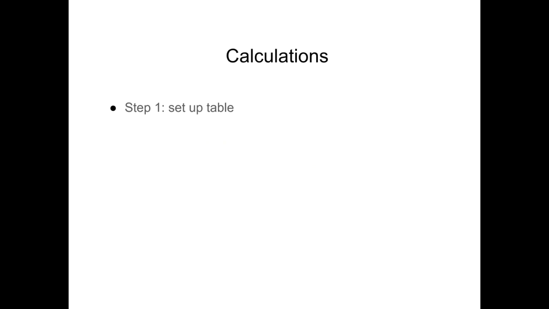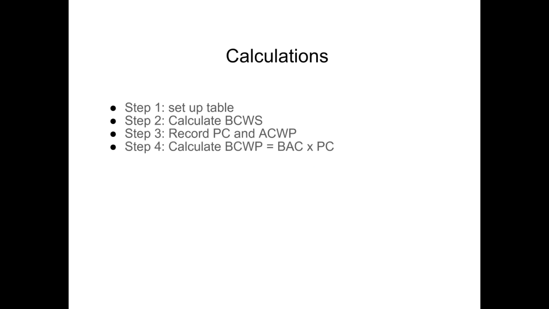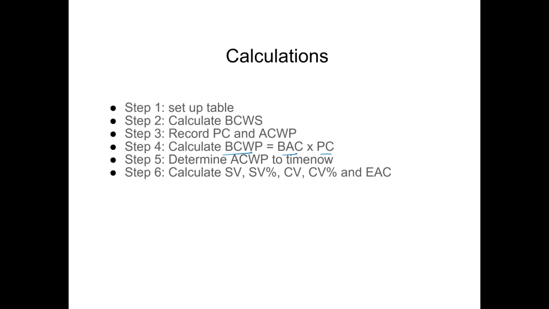So in the earned value analysis, we go through this process. Firstly, we set up a table, then we calculate the budgeted cost of work scheduled, and we record the percentage complete and actual cost of work performed. And we calculate the budgeted cost of work performed using a formula: budgeted cost at completion multiplied by percentage complete. And fifthly, we determine actual cost of work performed to the time now, and then we use this information to calculate schedule variance percentage, cost variance percentage, and estimated cost at completion.